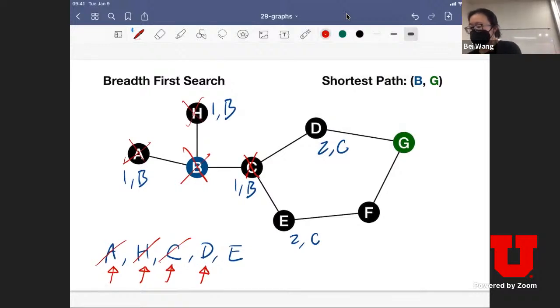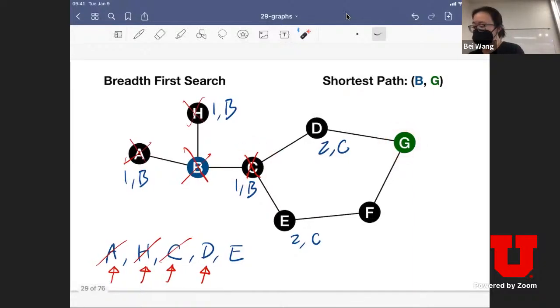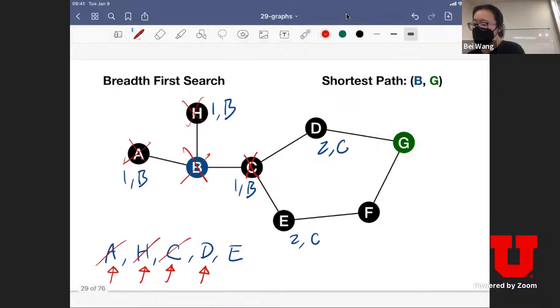So what is happening, D has two neighbors. It has neighbor C and neighbor E. C is already crossed off, so I'm going to look at E. Now going from D to E is one more step. And accumulating from the original thing, I'm just going to add 1 to 2 at the beginning. So this is now 3D.